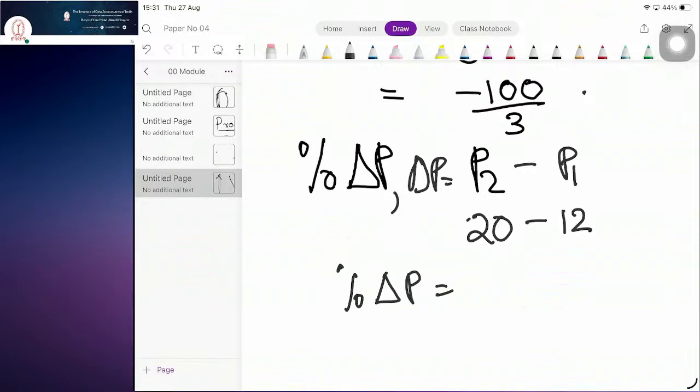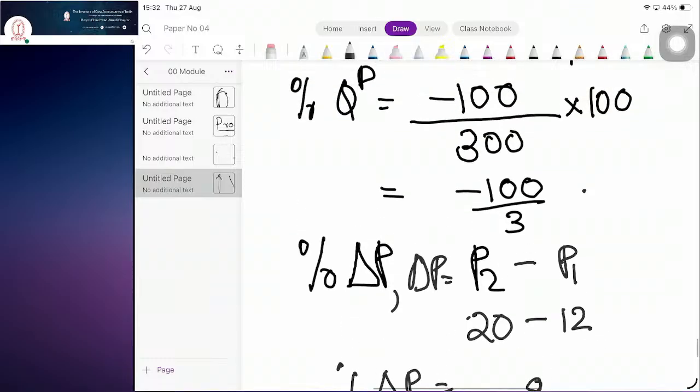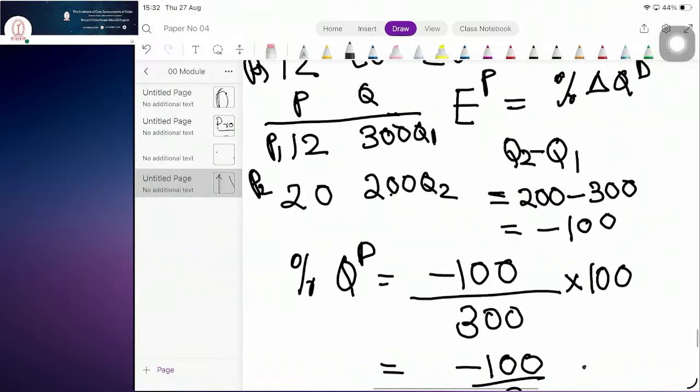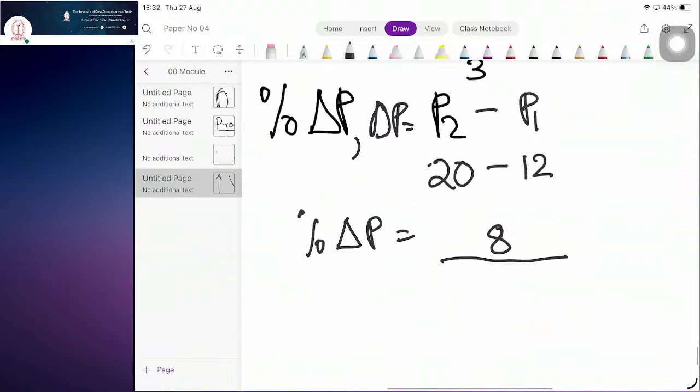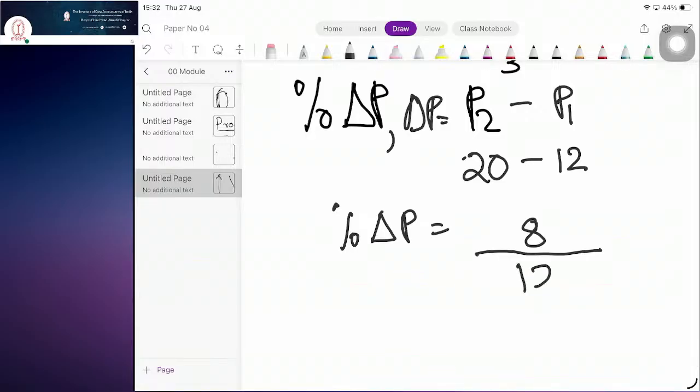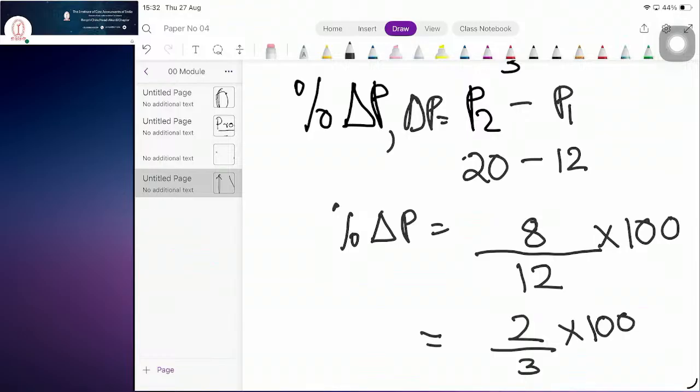How much did this come to? 8. Okay, and what was the base? What was the value of P1? 12. Okay, so this is 8 upon 12 multiplied by 100. Keep it in fractions, don't go to decimals right now. Don't simplify. So this is 4 2s are 8 and 4 3s are 12. Okay, so this will be 200 upon 3.